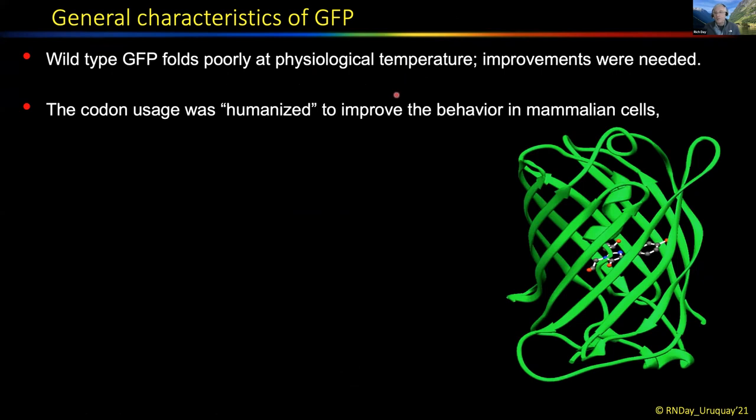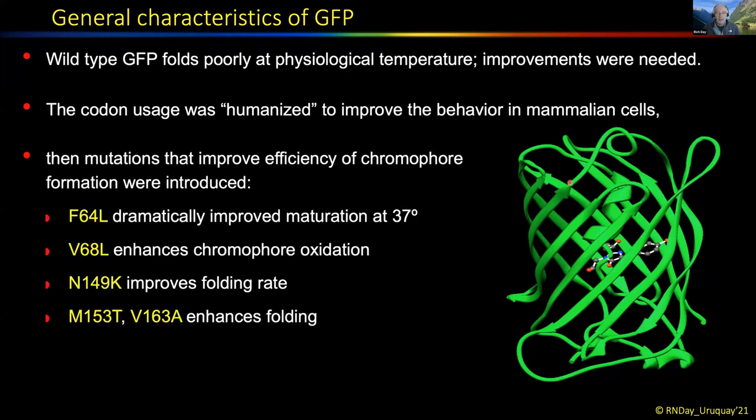So among the first things that were done by investigators were to humanize the codon usage within the jellyfish green fluorescent protein at an optimal initiation site, and then begin to play with the amino acids that are in and around the chromophore and find out which ones improved its maturation at 37 degrees. And so as a result, a number of mutations were introduced into the beta barrel and the chromophore itself, resulting in what we refer to now as the enhanced FPs. So when you hear EGFP or ECFP, we're talking about proteins that have been optimized for expression in mammalian systems.